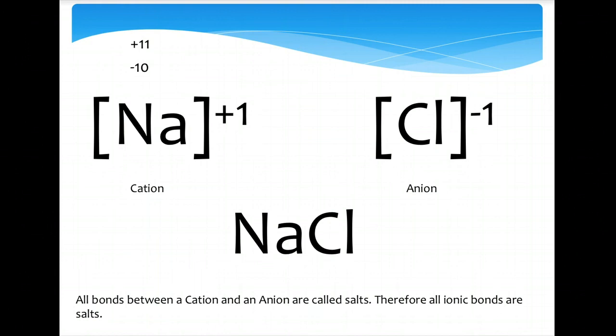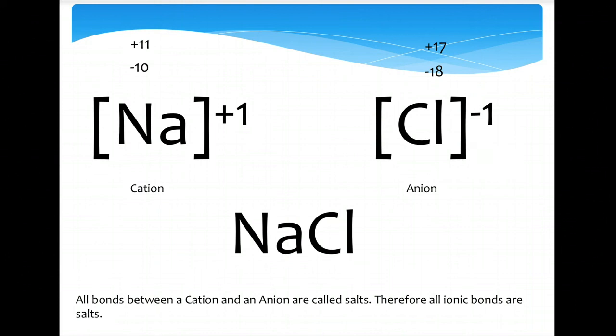And the same thing happens with chlorine. It's atomic number 17, so it has 17 protons, but it's taken an electron, so now it has 18 electrons. And the difference between a positive 17 and a negative 18 is a negative 1. Okay, so you want to write these vocabulary words down. A cation is a positively charged metal, and an anion is a negatively charged nonmetal.